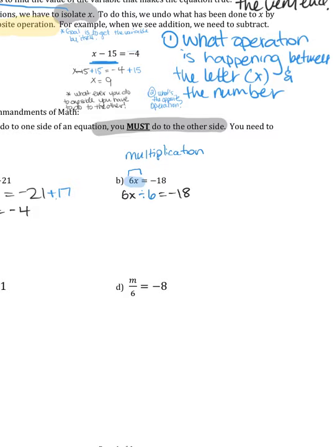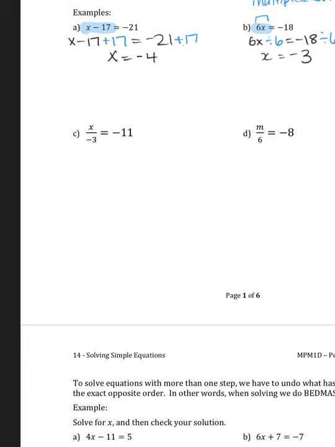equals negative 18. If I divided by 6 on one side, I have to divide by 6 on the other side. Okay? 6 divided by 6, those cancel out. That just leaves me with an x. And negative 18 divided by 6, that's going to give me negative 3. All right, so example C.